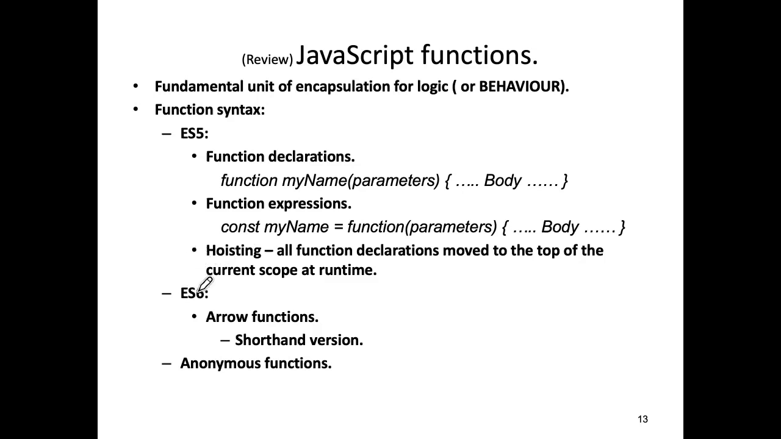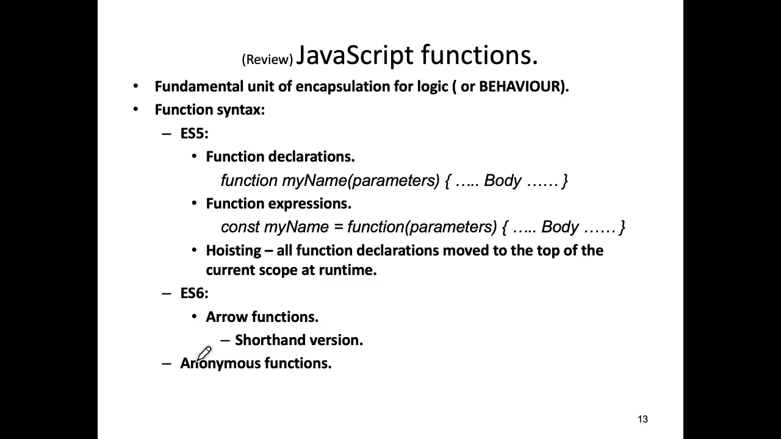Now, enter ES6, modern JavaScript. We can still use function declarations and function expressions, but ES6 also gave us something called arrow functions, which is just another syntax for declaring functions. And there's a shorthand version of this arrow syntax. Come back to arrow functions in a second.